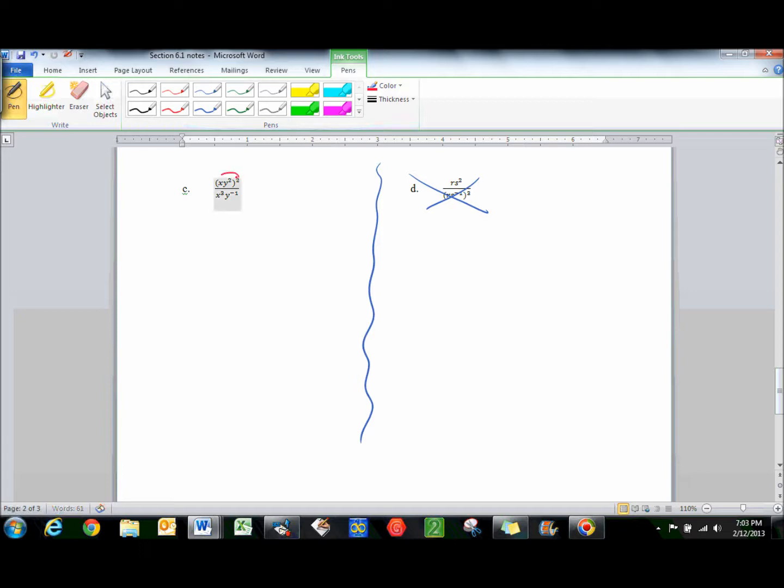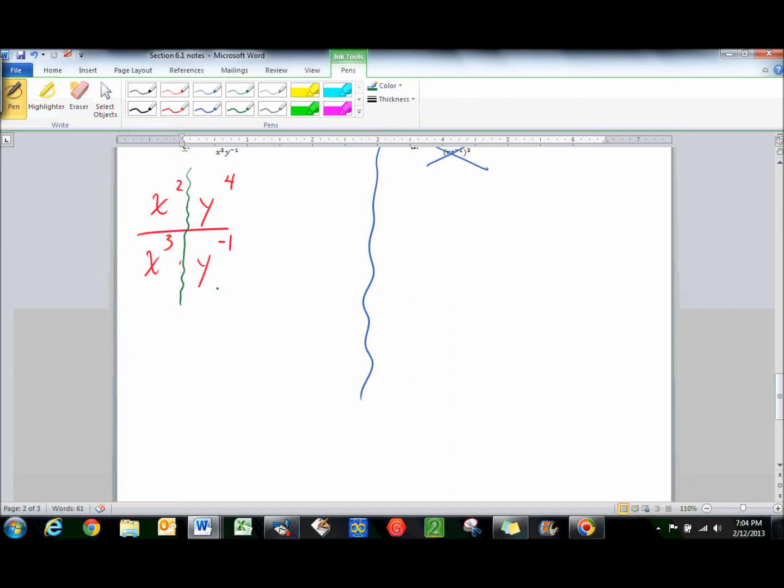First and foremost, this 2 has to be distributed to both parts. So I'm going to get x squared, and then 2 times 2 is y to the 4th. And of course I get x to the 3rd, and then y to the negative 1. Now, here's the first thing you need to recognize. You're multiplying each set of variables on the top and the bottom, but we only want to work with like terms. So technically you can break this apart and work strictly with the x's first, and then work strictly with the y's.